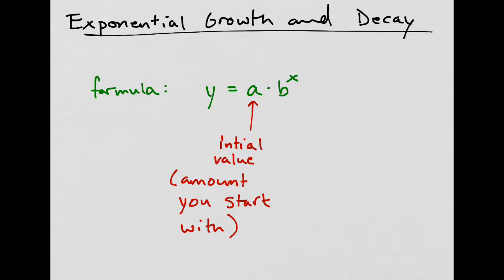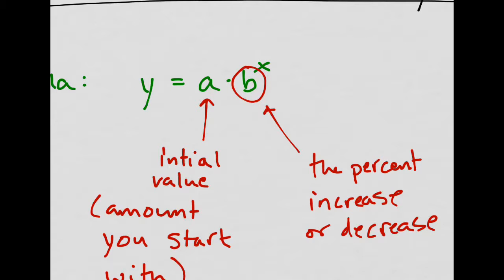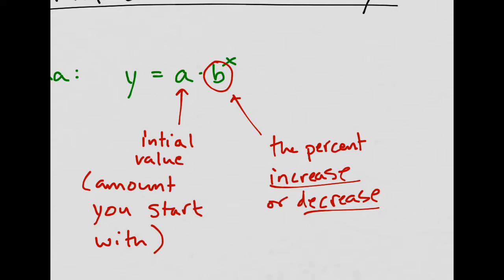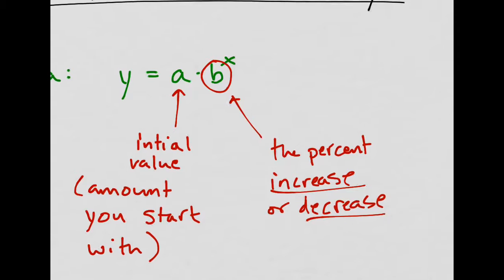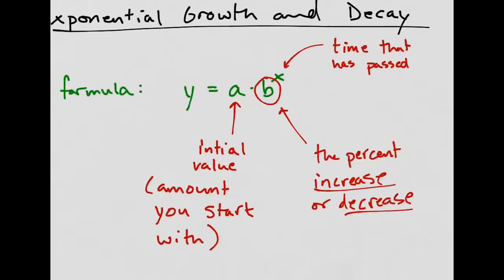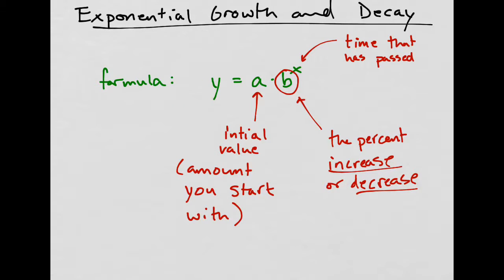And what is B? That's the multiplier, and it's going to be the percent increase or the percent decrease. It's important that you distinguish between those two. If you're increasing, you'll do something. If you're decreasing, you'll do something else. And then the x value is simply the time that has passed. And that's all there is for the formula.